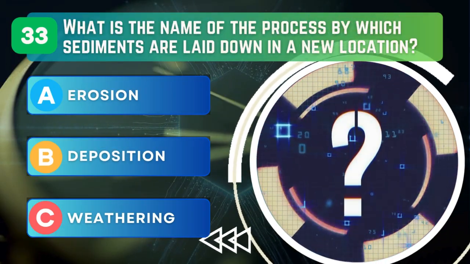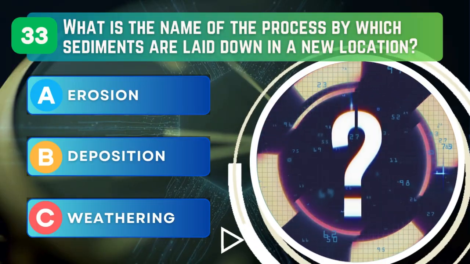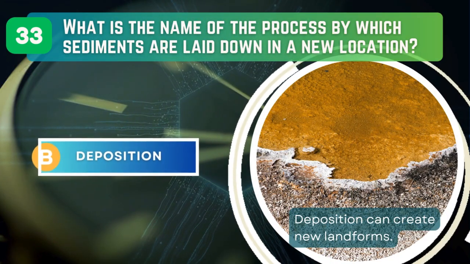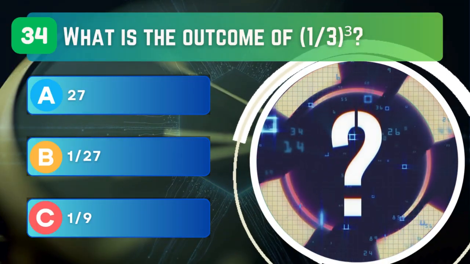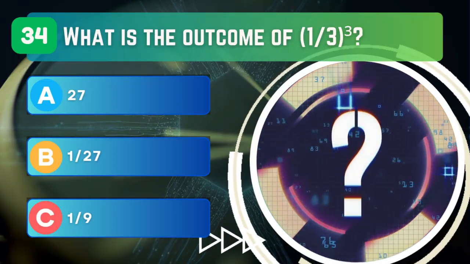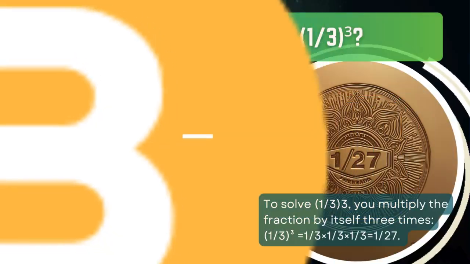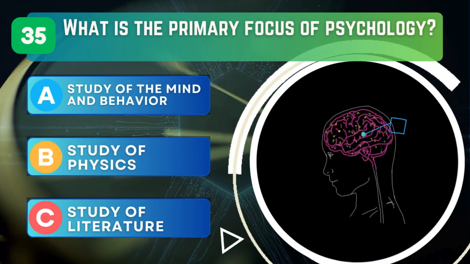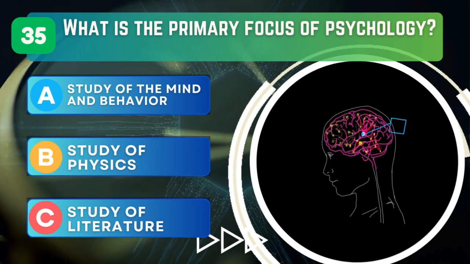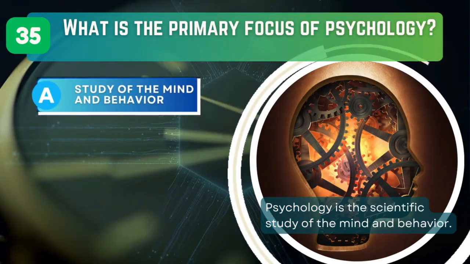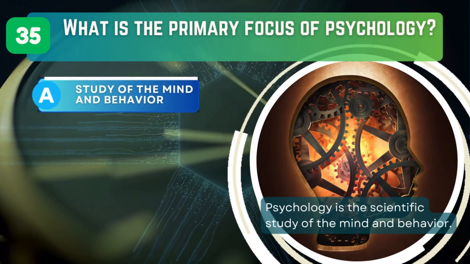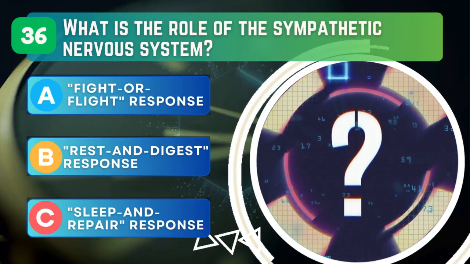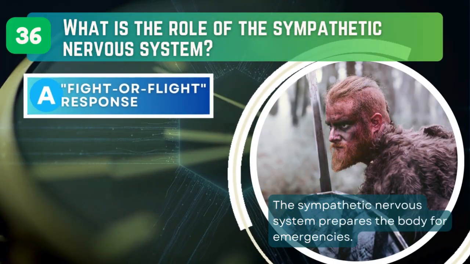What is the name of the process by which sediments are laid down in a new location? Deposition. What is the outcome of 1/3 cube? 1/27. What is the primary focus of psychology? What is the role of the sympathetic nervous system? Fight or flight response.